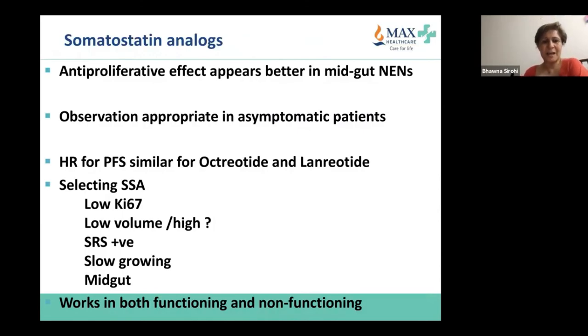So it's very important. The take home for somatostatin: anti-proliferative effect is better in midgut. Observation is appropriate for asymptomatic patients. The hazard ratio is similar for octreotide and lanreotide. And I would select a somatostatin analog for low Ki-67. Volume of disease, again, there is a lot of controversy. You can give it in high volume disease as well if the function of the organ is maintained. SRS positive, slow growing when you look at the tempo of progression on the scans. And midgut, but again, we tend to use it in neuroendocrine neoplasms as well. It works both in functioning and non-functioning tumors.